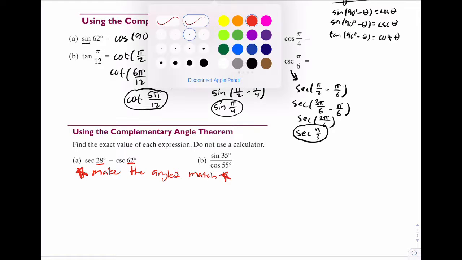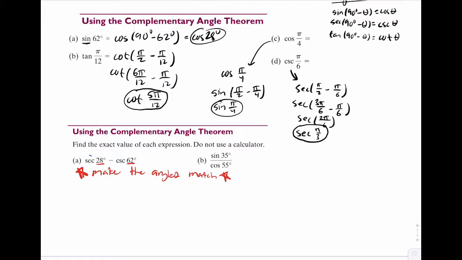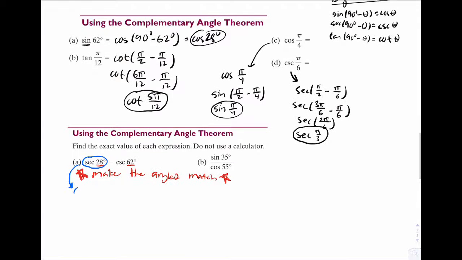So we're going to pick one. It won't matter. I'll pick this one. We're going to change it using your cofunction. So secant becomes cosecant. Take the complement, 90 minus 28, minus cosecant 62. And look at that. 90 minus 28 is 62. Cosecant 62 minus cosecant 62, 0.